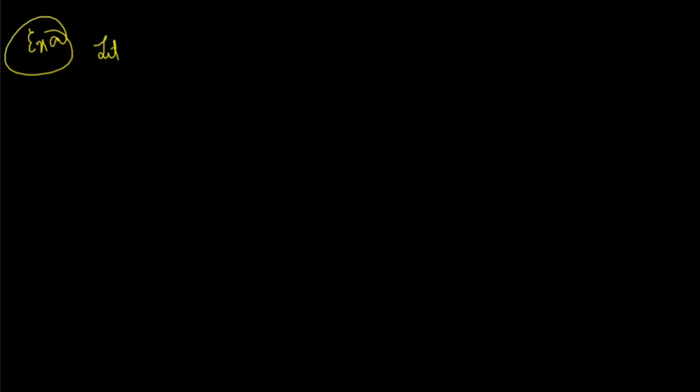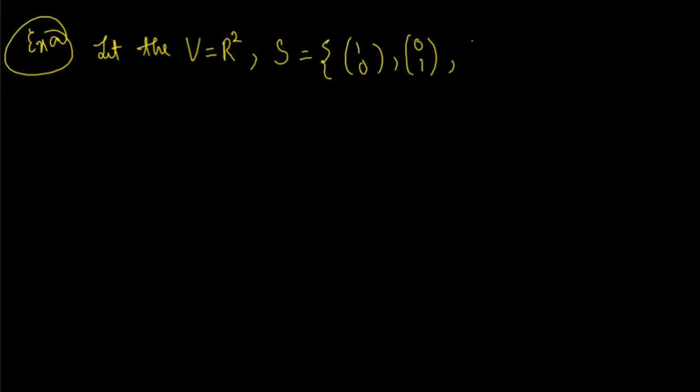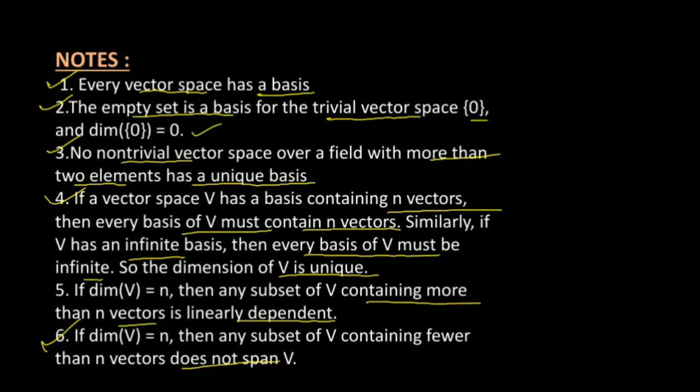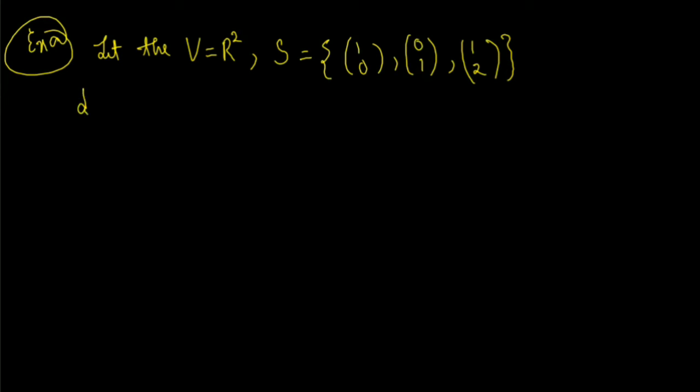Let me explain this through an example. Let the vector space be R square and the subset S of V contain the following vectors: 1 0, 0 1 and 1 2. As per this point, the dimension of V is n. Here the dimension of R square is 2, but the subset contains more elements than the dimension of R square, that is 3. Therefore the vectors are going to be linearly dependent and this will not form the basis of R square. Let us see how.